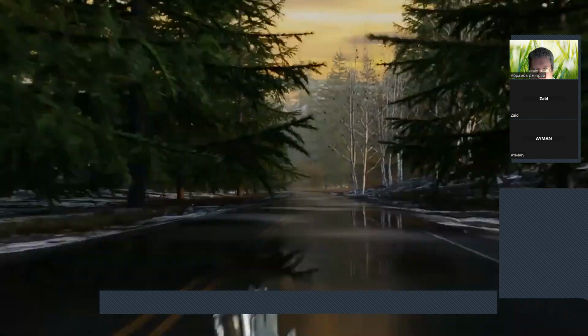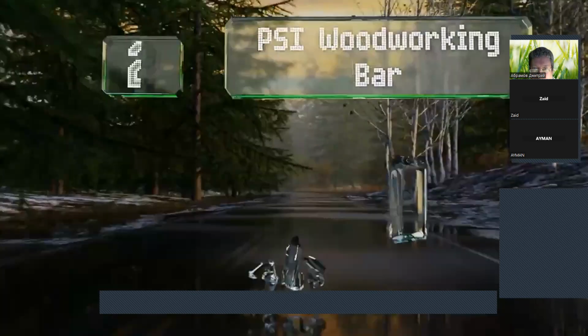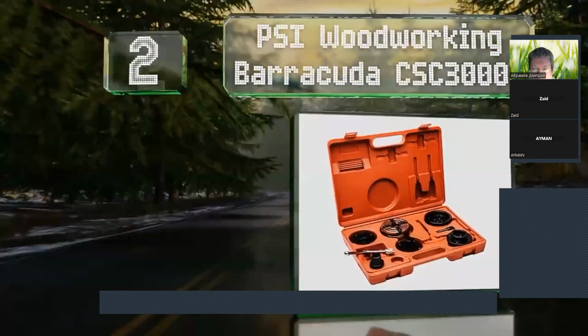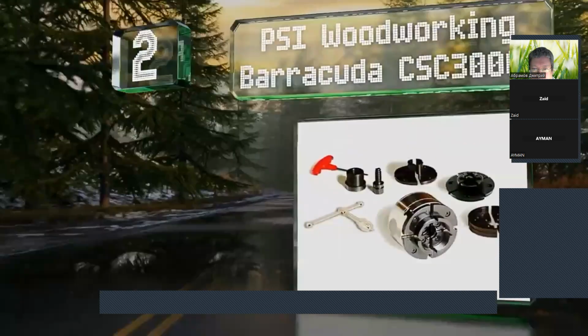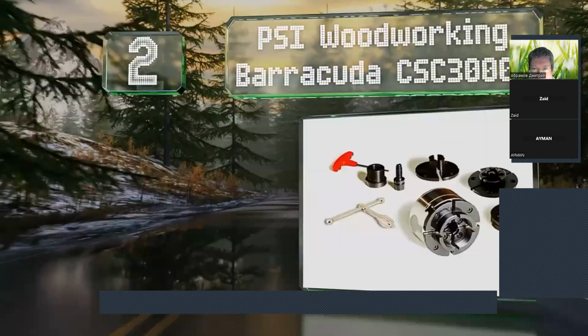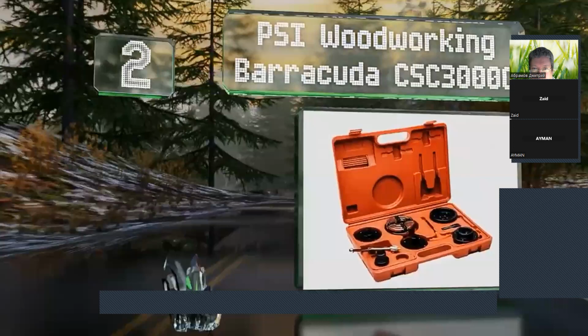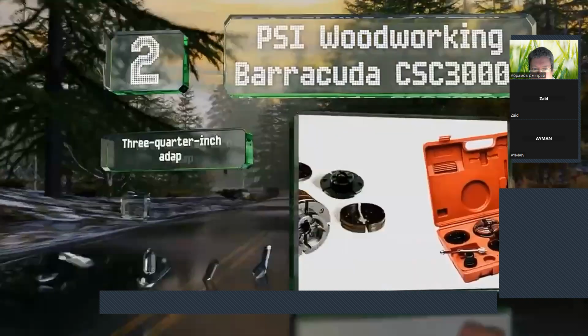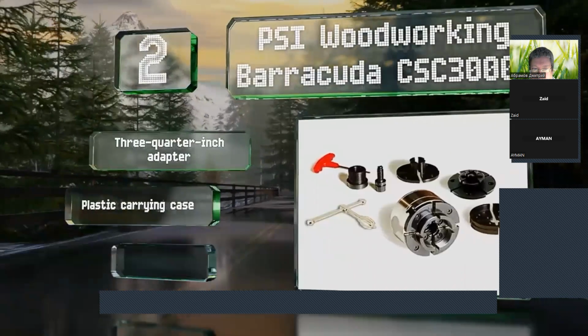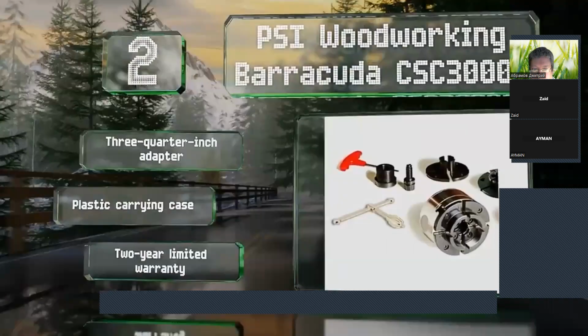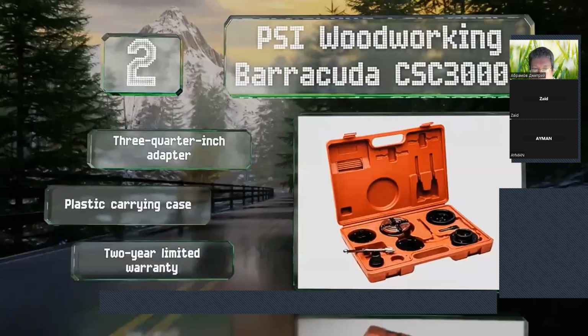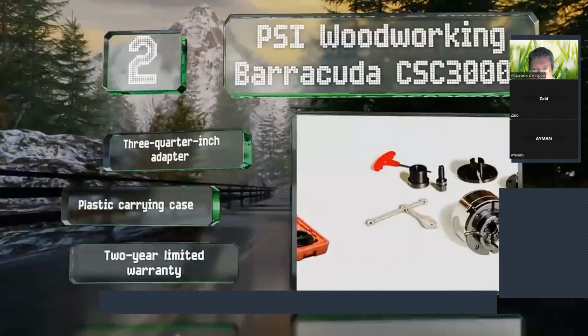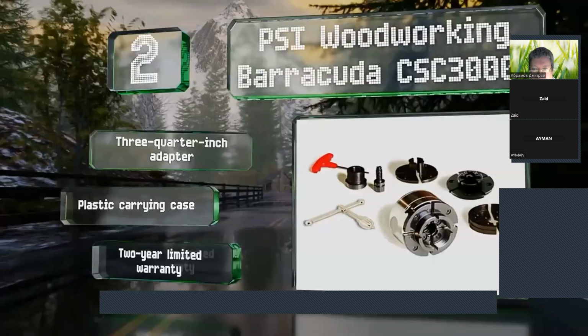At number 2, considering that it comes with 4 sets of jaws, the PSI Woodworking Barracuda CSC 3000C is reasonably priced and a good first purchase for new users looking to try their hand at wood turning. It comes pre-threaded for 1-inch spindles. It features a 3/4 inch adapter and a plastic carrying case, and is backed by a 2-year limited warranty.